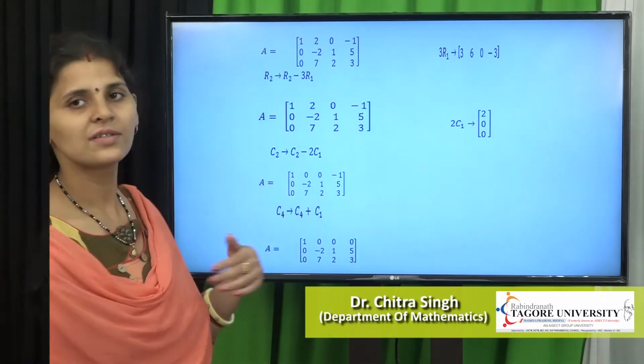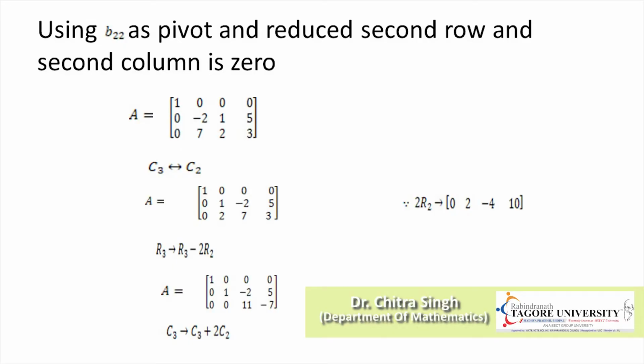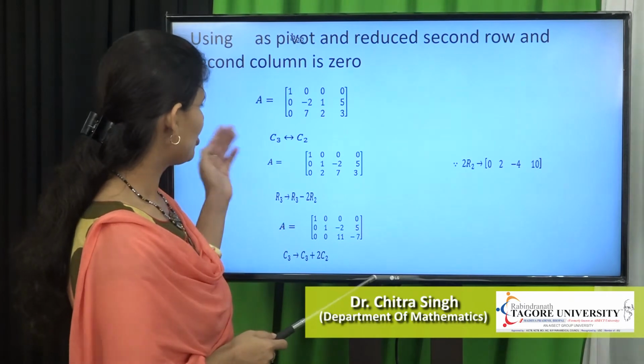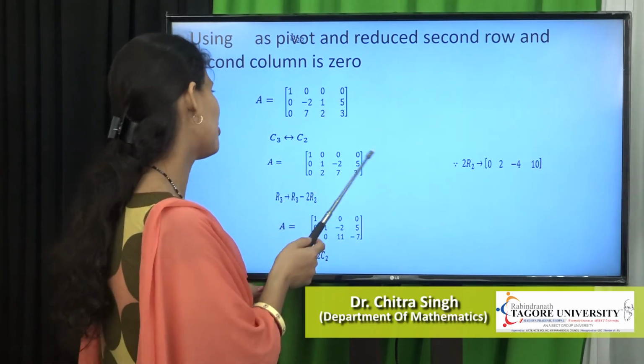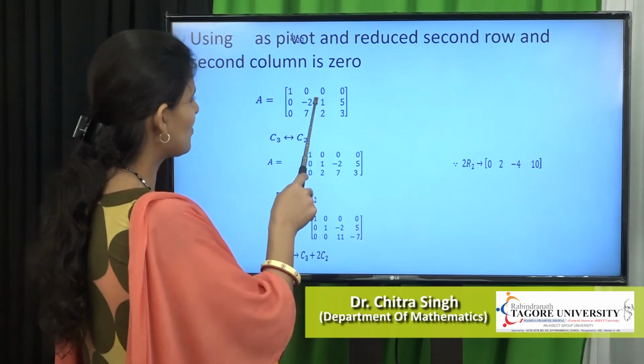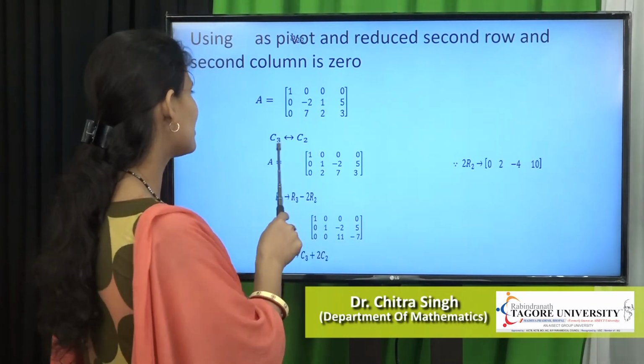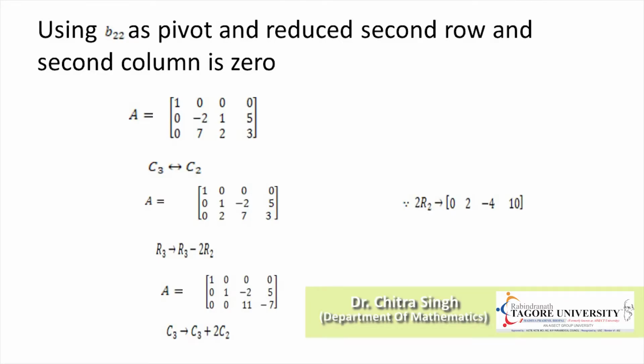Second, using B22 as pivot, reduce the second row and second column to 0. Similar to the above, we reduce the second row and second column to 0 using B22 as pivot. So you see that in your C3 column the second element is 1. To simplify, you interchange C3 tends to C2 and C2 tends to C3. So you get 1, 0, 0, 0, 0, 0 and 1 is in position B22, and the C33 position is also shifted because right now C3 tends to C2 and C2 tends to C3.